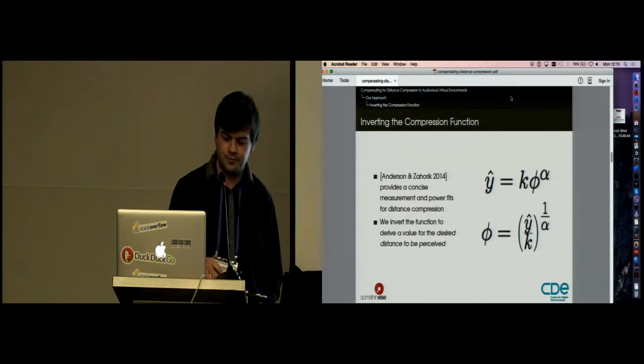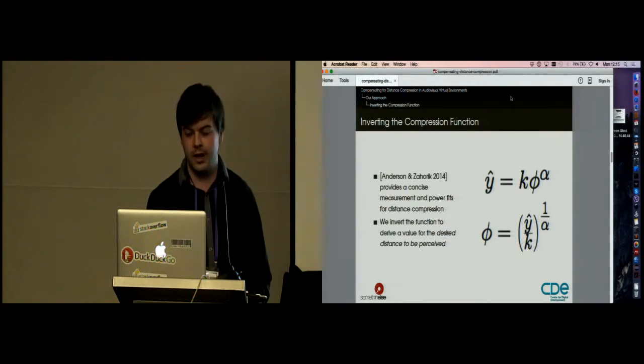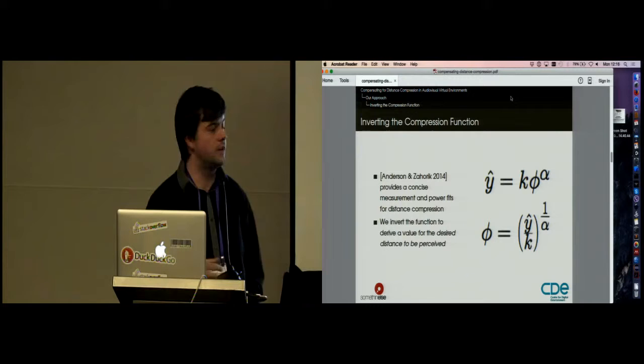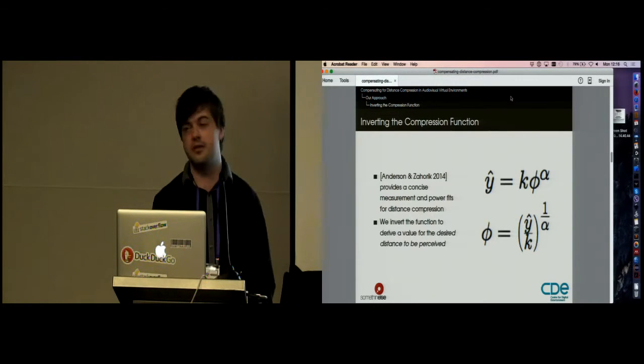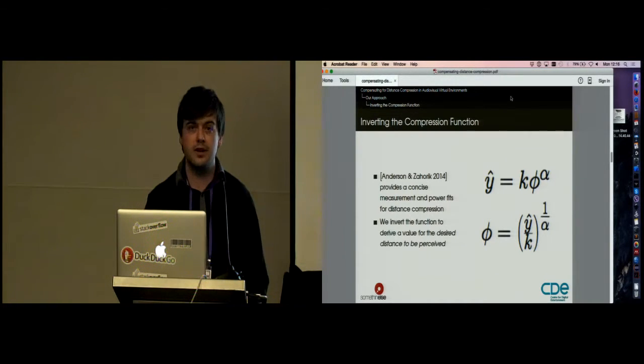In order to study compression, we looked at a series of papers from the past and tried to model how people compress distance, or rather how they perceive distance inside virtual scenes. This equation at the top represents a curve fit from Anderson and Zahorik back in 2014.